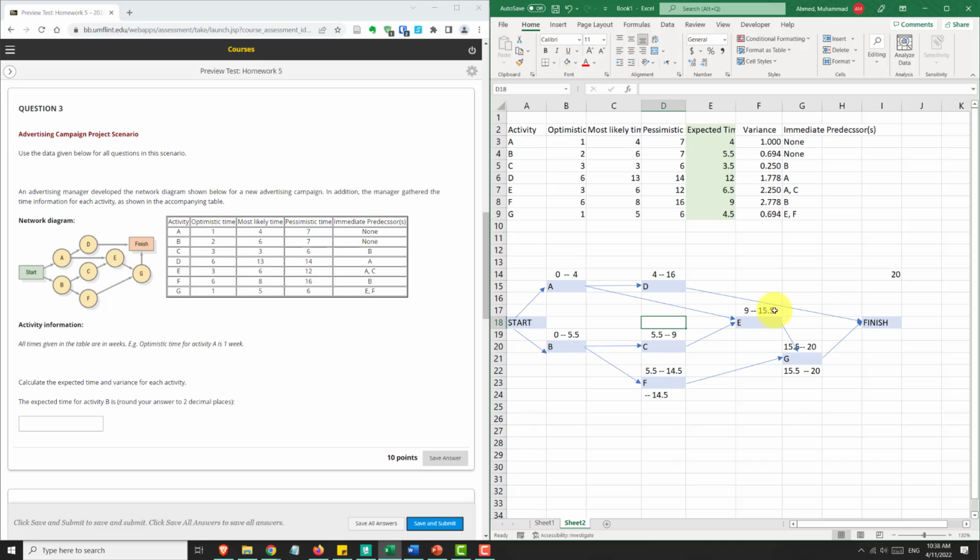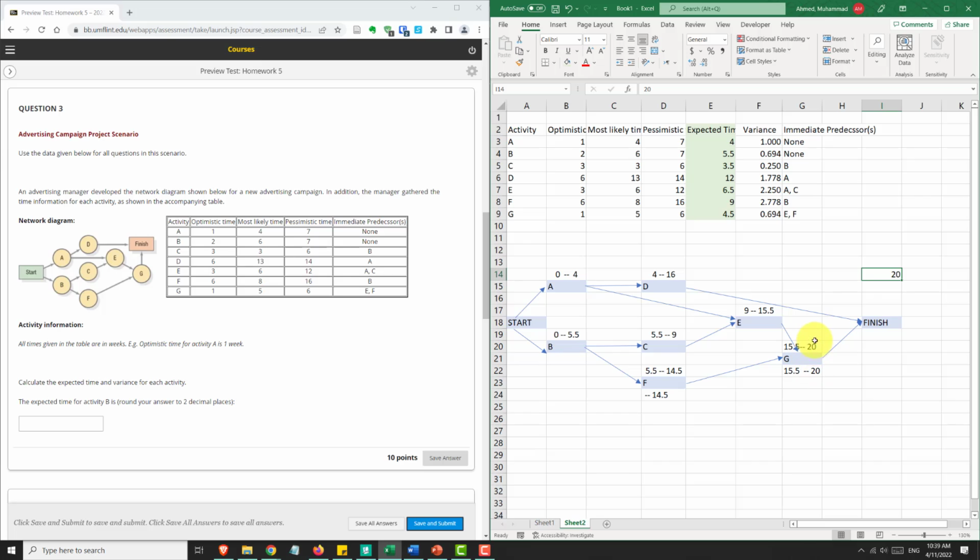Okay, so basically, once we get to E, you have to look at the 4 and 9, and E can only start at the end of week 9 when C is done, because even if A is done, you cannot start until C is done. Then you take 9 and you add 6.5 to it, you get 15.5. Then this gets 15.5, and if you add 4.5 to it, you get 20. So 20 is the project duration.